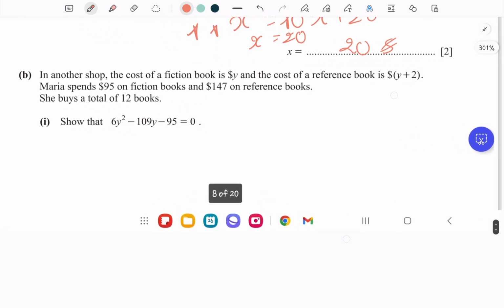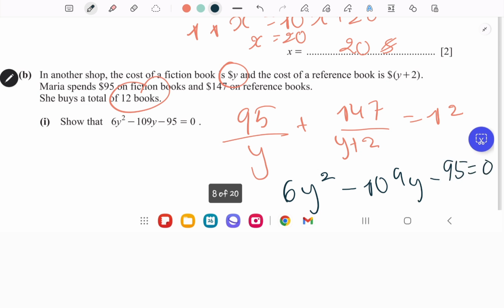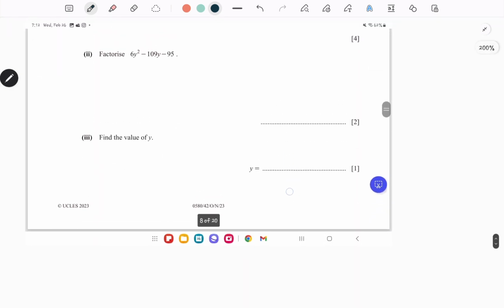First of all, we know that the cost of fiction books in another shop is $Y. So 95 over y is the number of books she bought, plus 147 over y plus 2. Okay, and all of it, she bought how many books? She bought 12 books, very simply. Now you just factorize it even more. You make a common denominator, whatever. After solving it, you are going to get this answer, which is 6y squared minus 109y minus 95 is equal to 0. Now we move to the last two questions.